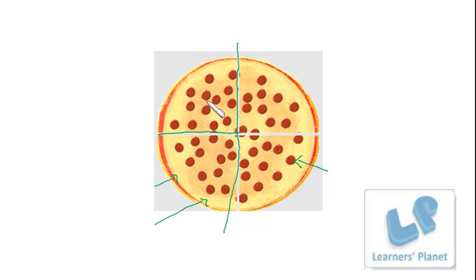That means now you have four pieces. Since you are four persons, each is eating 1/4 of the pizza, right? Total four pieces, each one is eating one out of the four pieces. So that is 1/4. We call it a fraction.